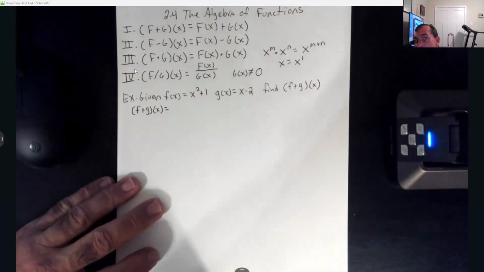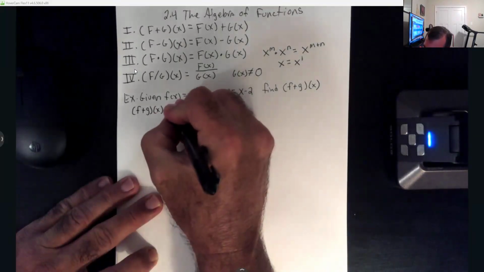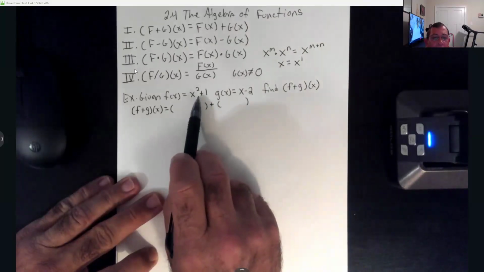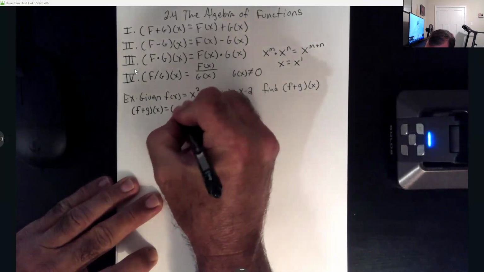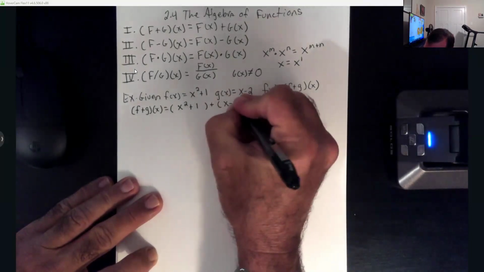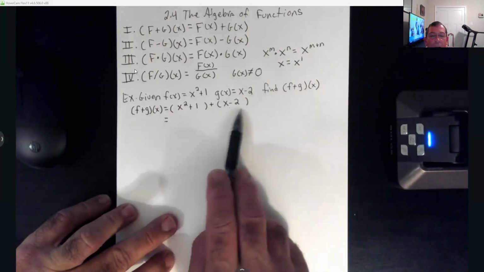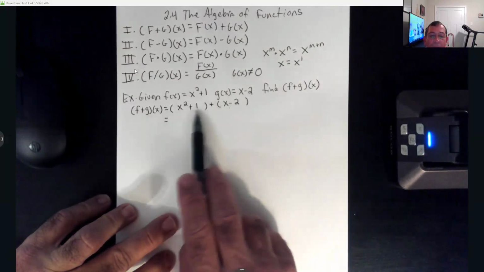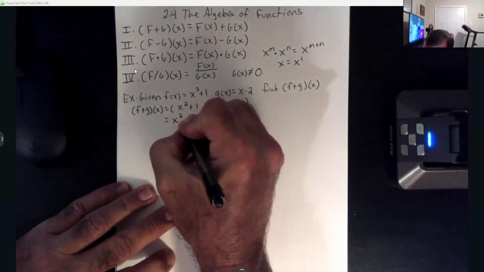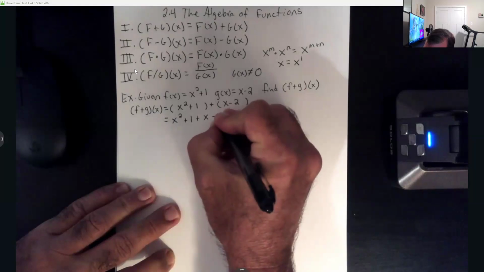And y'all, I'll tell you a little trick I do. No matter what operation I do, I put my functions inside parentheses. So I'm going to put my f of x plus my g of x. So f of x, I'm going to put in x squared plus 1. And then g of x, I'll put in my x minus 2. So the thing about adding, when you're adding, we can drop our parentheses and everything will stay the same sign. So x squared plus 1. And then dropping these parentheses will give me a positive x minus 2.